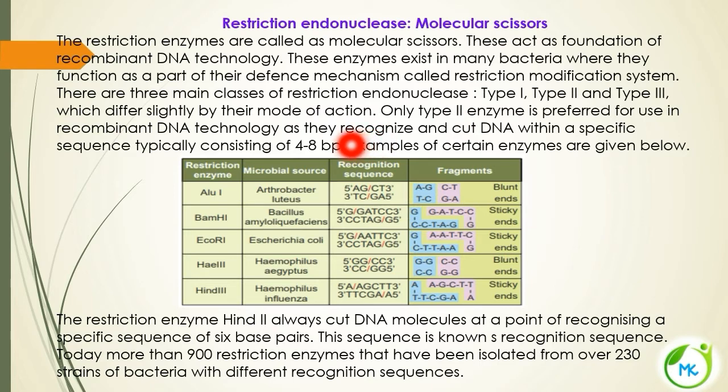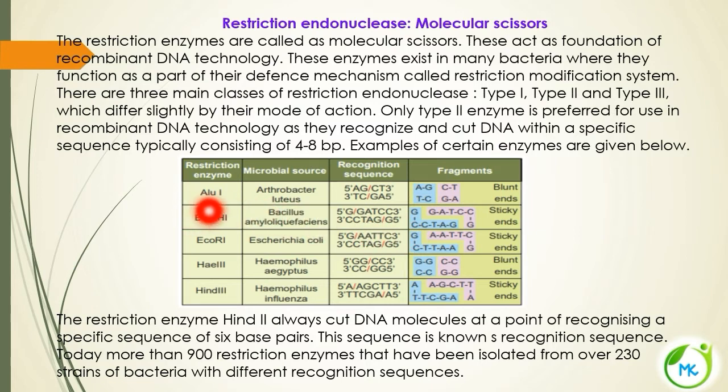Why are they preferred? Because they can recognize and cut the DNA within a specific sequence, which typically consists of 4 to 8 base pairs. So it can recognize a particular sequence. That's why type 2 enzyme is preferred. Examples of certain restriction endonuclease enzymes are given here.